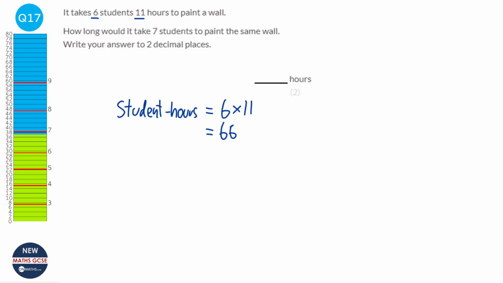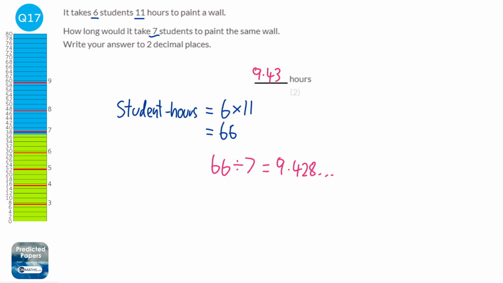So here we've got 6 students and it takes 11 hours. And it says how long will it take 7 students? Well, if there's 66 student hours, but they're sharing the time, we just divide 66 by 7. So 66 divided by 7 is 9.428, and so on. And it wants 2 decimal places, so it will take them 9.43 hours.